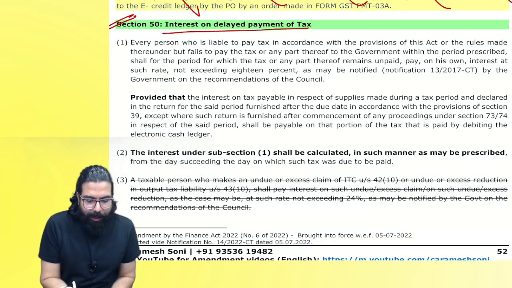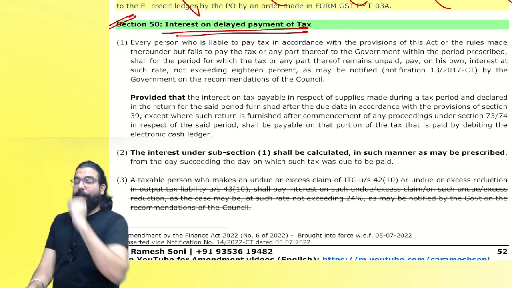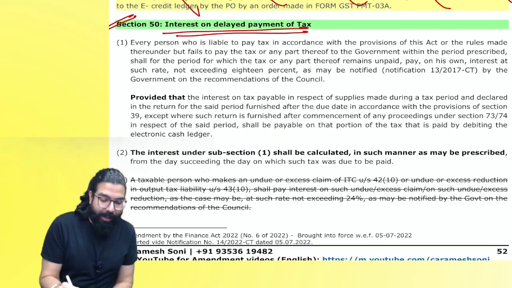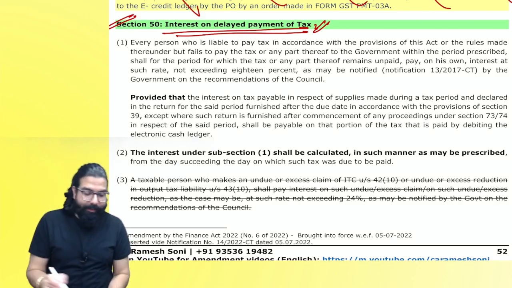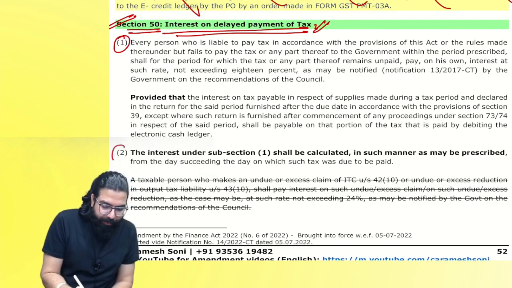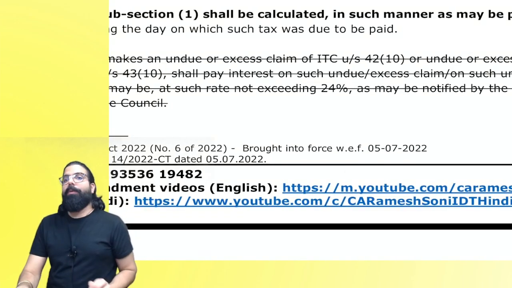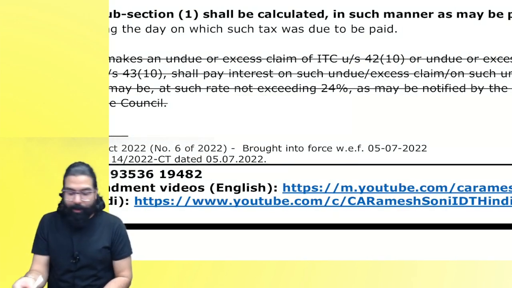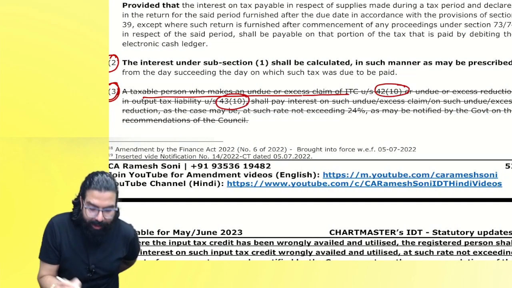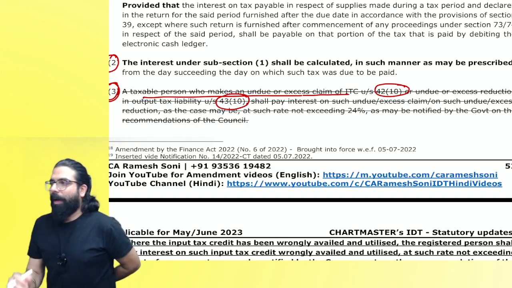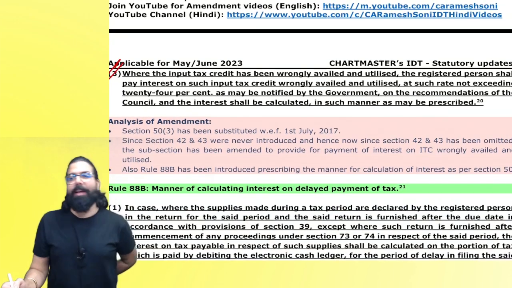Interest on delayed payment of tax. Everyone listen to me very carefully. Whenever you pay your taxes late, you are liable for interest as per section number 50. Section number 50 had sections 51, 52 and 53. Now section number 53 used to tell that whenever you have taken extra ITC, any person who makes an undue claim of ITC under 42, 43. Sections 42 and 43 are all deleted, and hence the government told this was total nonsense, and now the government introduced 53 over here.